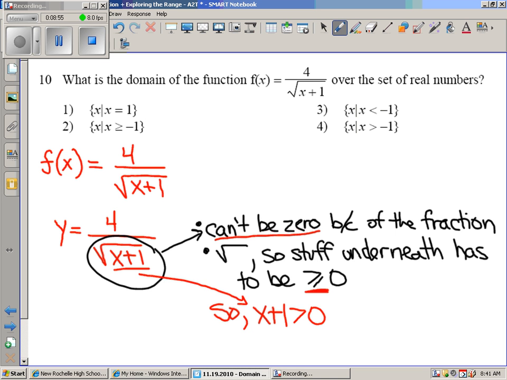Does that make sense? That's a lot of me talking, I know. A lot of me talking, but from here on out, I'm going to try and be more quiet. I know it sounds like an impossible task, but I can do it. So it is choice 4.